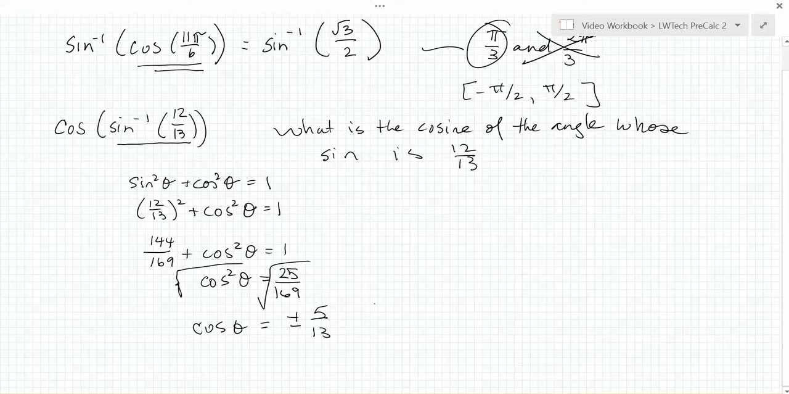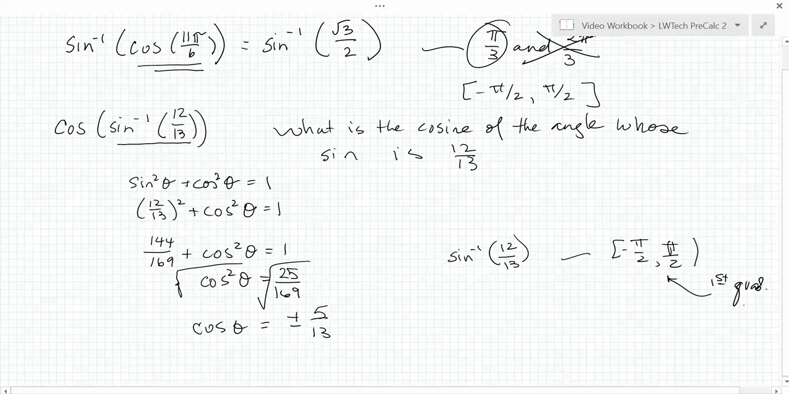The arcsine of 12 over 13, or inverse sine of 12 over 13, indicates an answer between negative pi over 2 and pi over 2. Since the 12 over 13 was positive, that means we're going to be in the first quadrant. Since the cosine of an angle in the first quadrant is positive, then we want to choose positive 5 over 13 as our result.